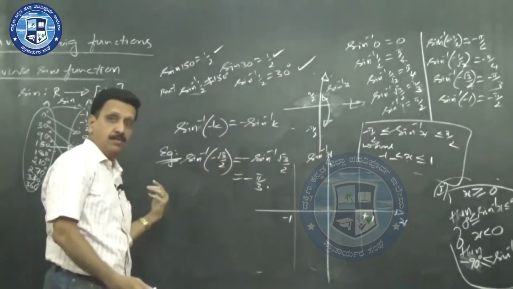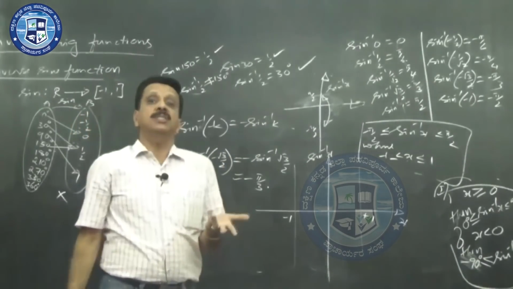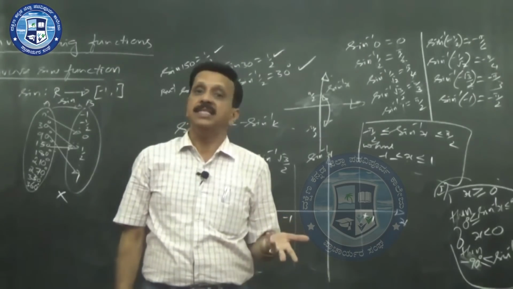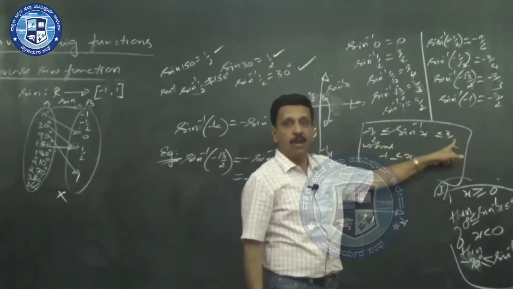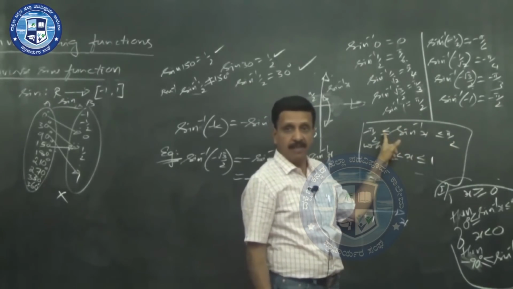X cannot be less than minus 1. And you have a condition on sine inverse x also. Sine inverse x is an angle, but it cannot be more than pi by 2. Look at this. It cannot be more than pi by 2. It cannot be less than minus pi by 2.